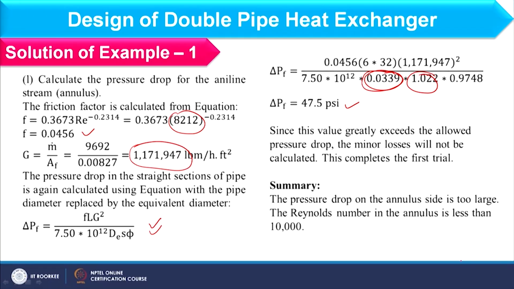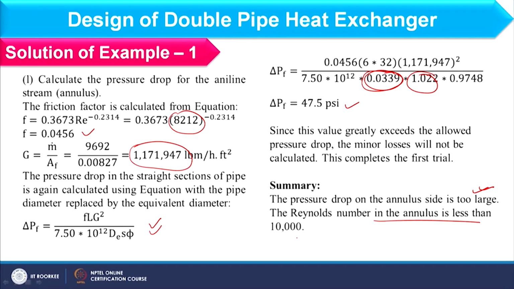Okay. So, here we have to start the second trial. But what we can summarize from this first trial is that the pressure drop in the annular side is too large, which we have already seen, and the Reynolds number in the annulus is less than 10,000. So, the flow in the annular side, or flow in the annulus, is in the transition zone, which we should not use.